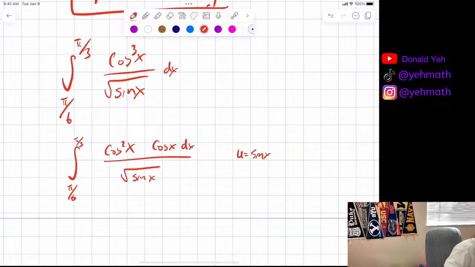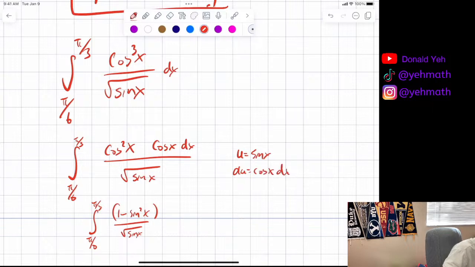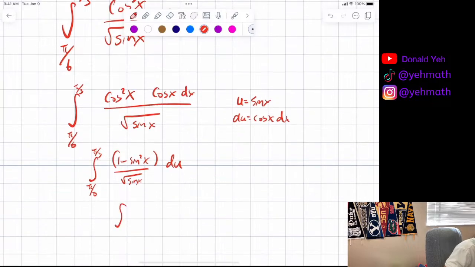Good. And you have to change the limits, so that's going to be pi over 6, pi over 3, and that's going to be 1 minus sine squared of x over square root of sine of x. And du is equal to cosine of x dx. There's no negative sign you have to worry about, so that's du. And that's going to be 1 minus u squared over square root of u, pi over 6. Well, it's not pi over 6 anymore. What is it?